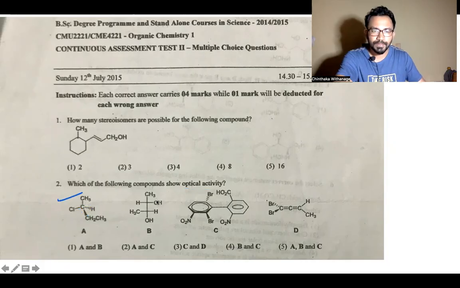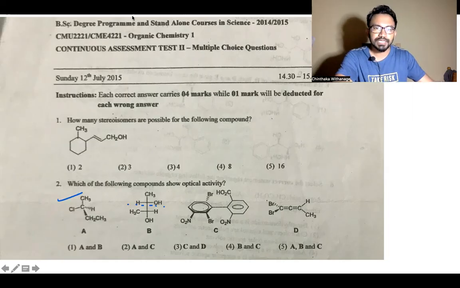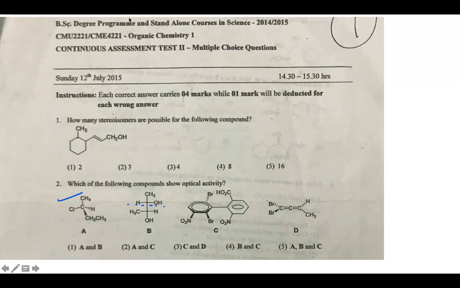So it is okay. What about this one? 4 different groups also there. It's not the meso isomer. It's not the symmetrical molecule. In this way it is not symmetrical. Maybe with here symmetrical. So I think we can easily categorize the second one also as a stereo center, showing optical activity, you can consider, but we'll see.